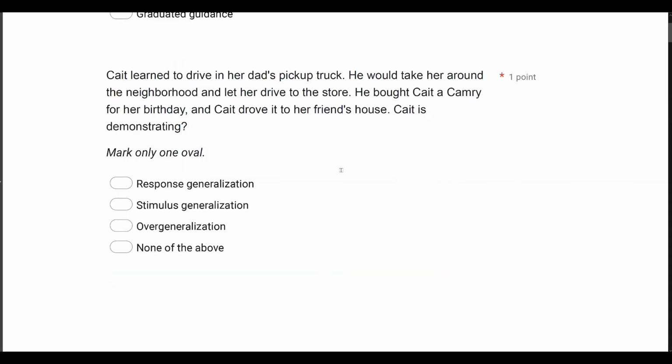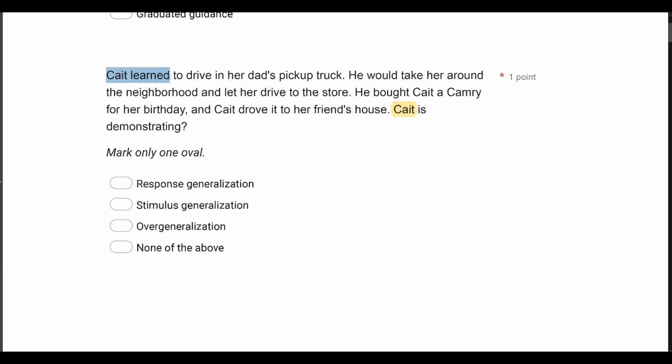Kate learned to drive in her dad's pickup truck. He would take her around the neighborhood and let her drive to the store. He bought Kate a Camry for her birthday, and Kate drove it to her friend's house. Kate is demonstrating what? So we're looking at Kate's behavior. We know we have Kate and dad in this scenario. So when you're given scenarios with multiple participants or people, always identify who you're looking at and whose behavior. And we're looking at Kate here.